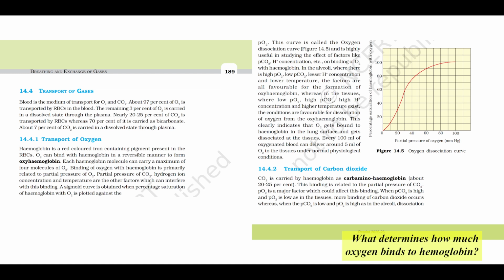What determines how much oxygen binds to hemoglobin? The main factor is the partial pressure of O2, PO2. Higher PO2 means more binding, higher saturation, but other things can influence this binding affinity. Important factors include the partial pressure of CO2, PCO2, the hydrogen ion concentration, H+, which reflects acidity or pH, and temperature. These factors act like modulators.